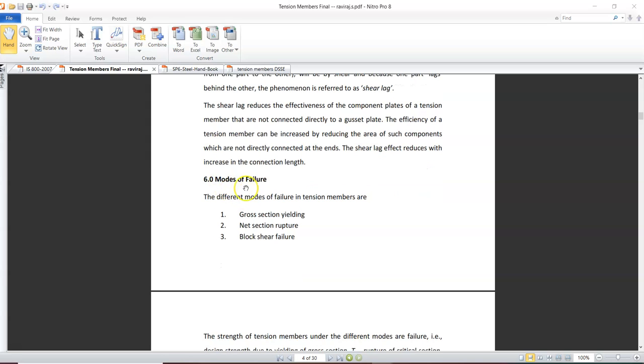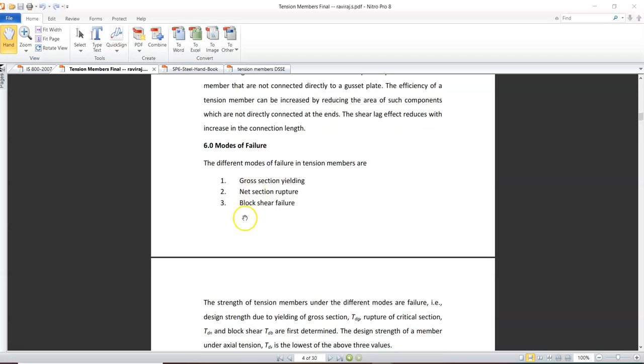Now directly coming to the modes of failure of tension members. By 3 modes, the tension member fails. The first one is yielding of gross section or gross section yielding, net section rupture, block shear failure.